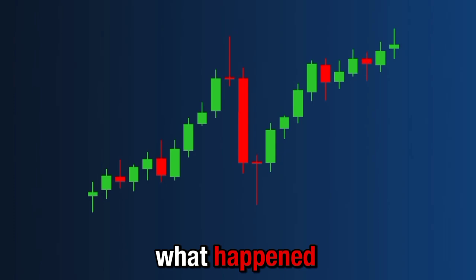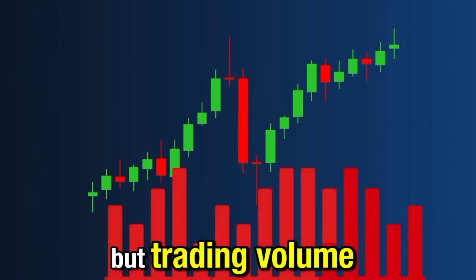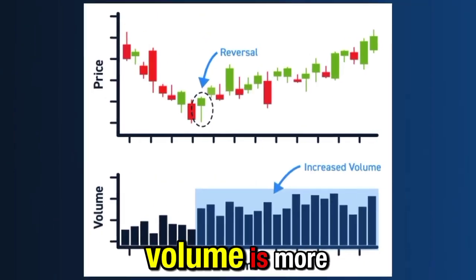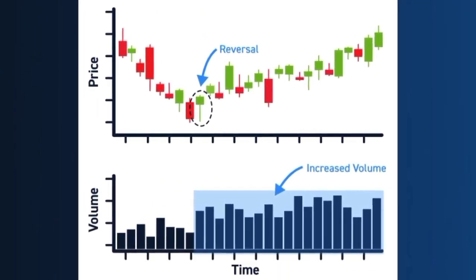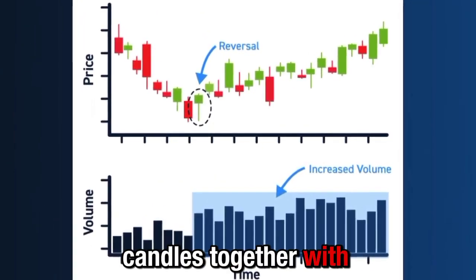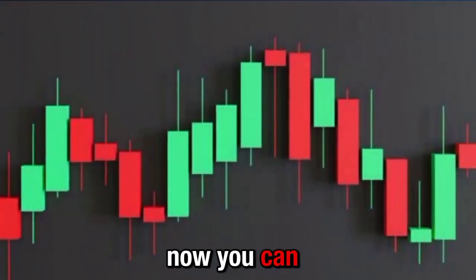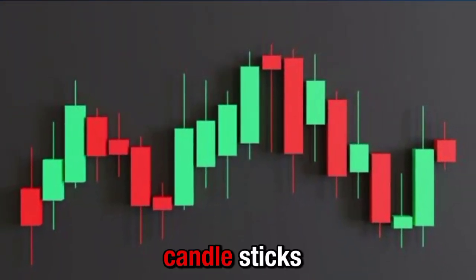Candlesticks tell you what happened, but trading volume shows how strong that move really was. A breakout candle with high volume is more reliable than one with low volume. So always read candles together with volume. And we'll explore this in detail in the next video. Now you can read the language of crypto charts, candlesticks.